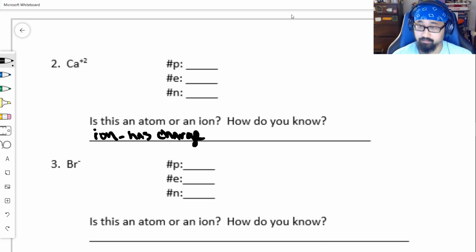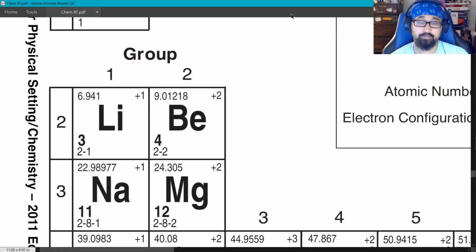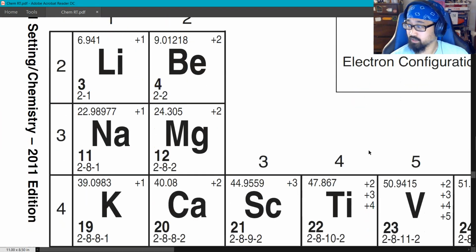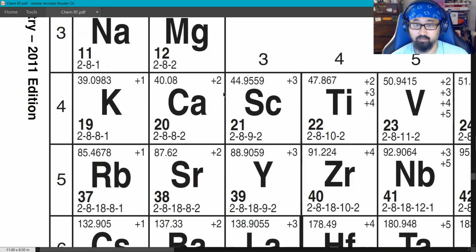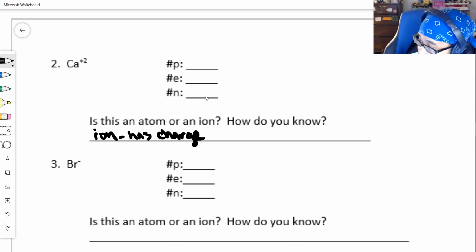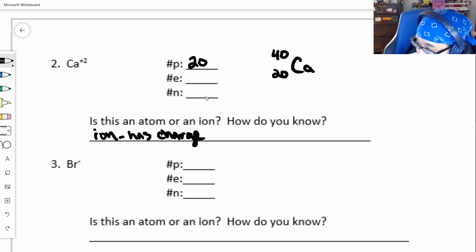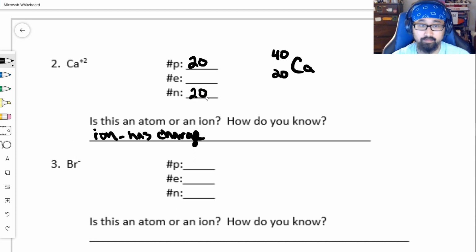So calcium, Ca, I need to look. Calcium's right here. Has a mass of 40, has an atomic number of 20. So, again, I'll rewrite it here. I have calcium, atomic number 20, atomic mass of 40, which means the number of protons is 20. It means the number of neutrons is going to be 40 minus 20, which is also 20.